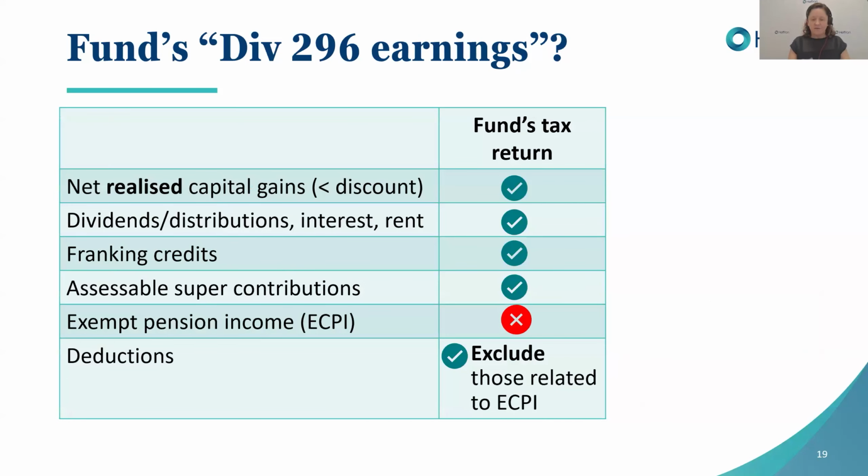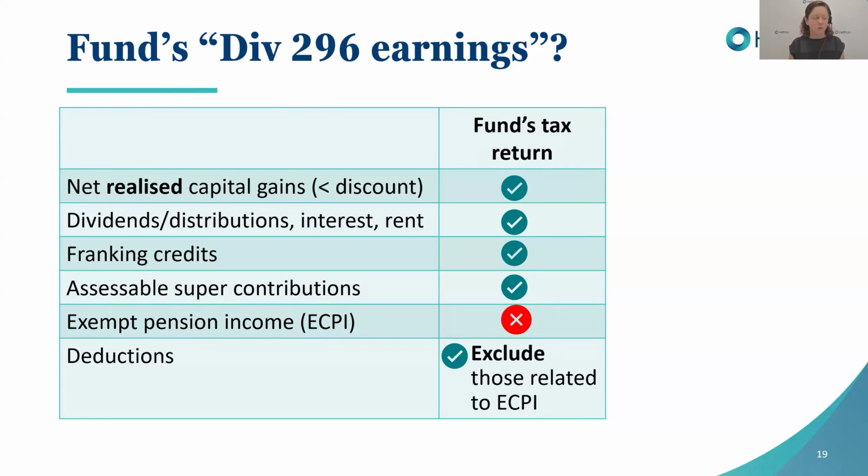So how do we calculate the fund's Div 296 earnings? As I said, our starting point is the fund's tax calculations. If we think about our fund's taxable income, we know that we include realised capital gains after discounting, of course, and net of any capital losses that we might have made in the year or carried forward from previous years. We include dividends, distributions, interest, rent, all of that investment income that we get, franking credits, of course, and assessable superannuation contributions. So our concessional contributions, we include those in and we pay the 15% tax.